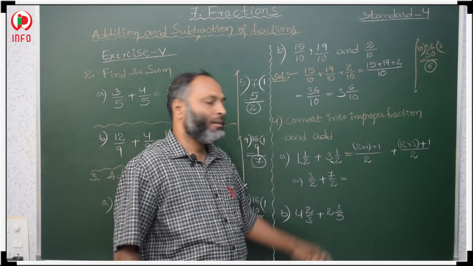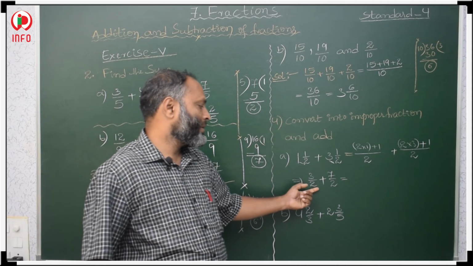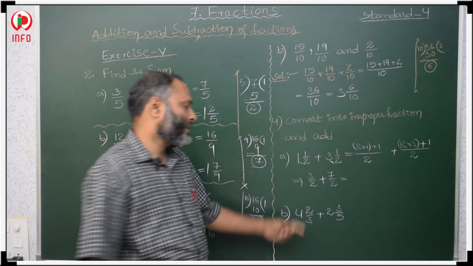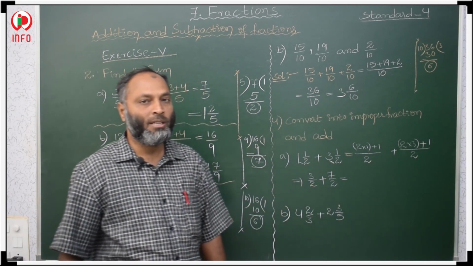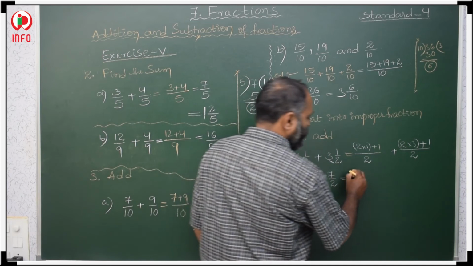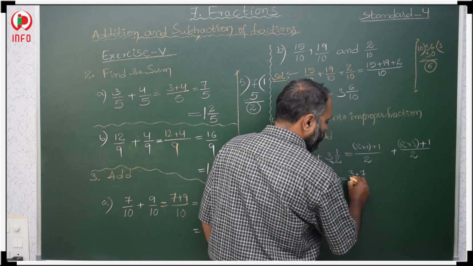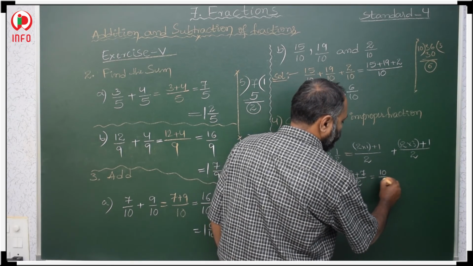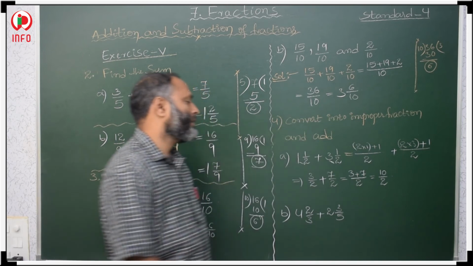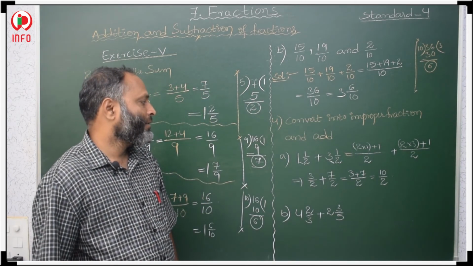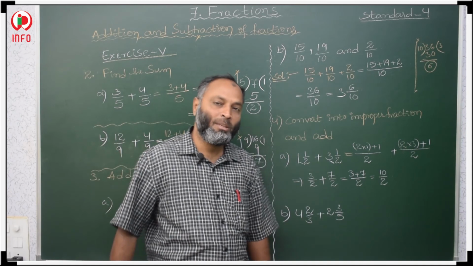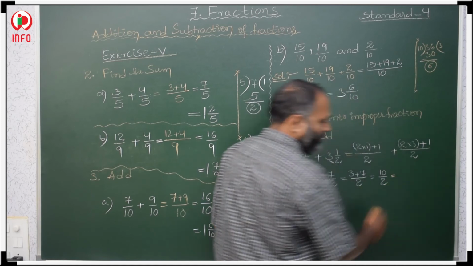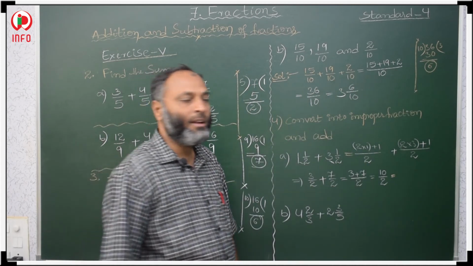Now these two are improper fractions. Now add the improper fractions. They are like fractions. How to add like fractions? Sum of numerators, 3 plus 7, by the common denominator. 7 plus 3 is 10, 10 by 2. If you want to simplify it, then you make simplification. That we know how to simplify; in the previous exercise we learned how to simplify.